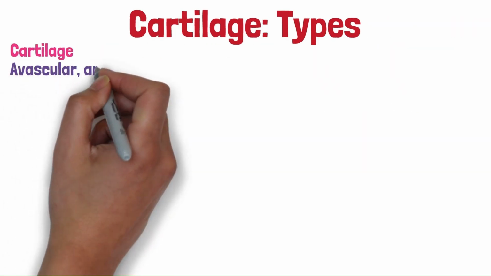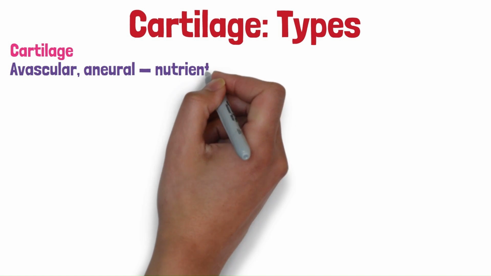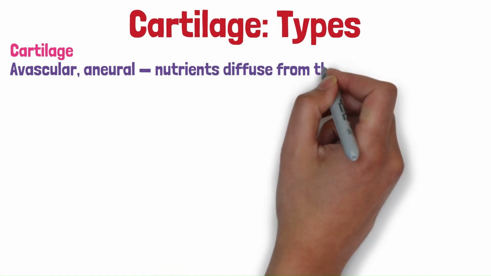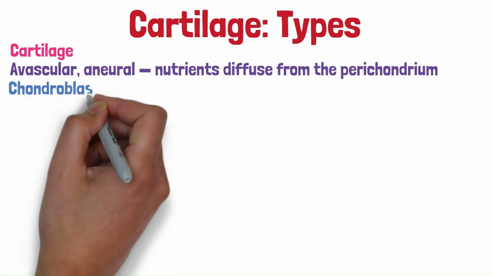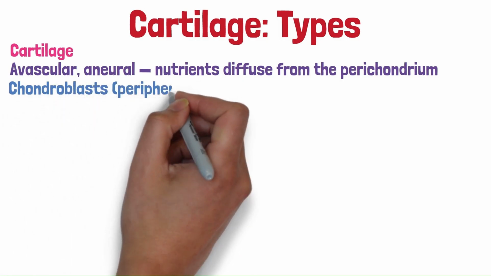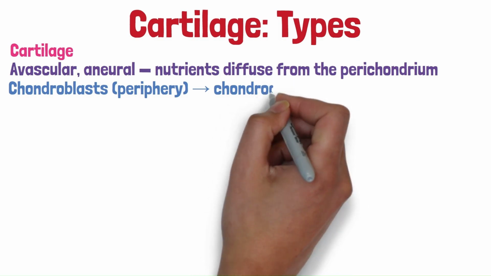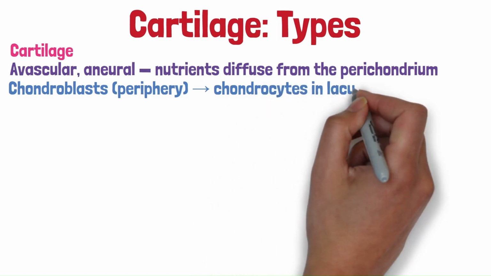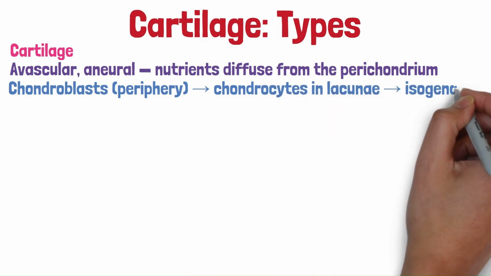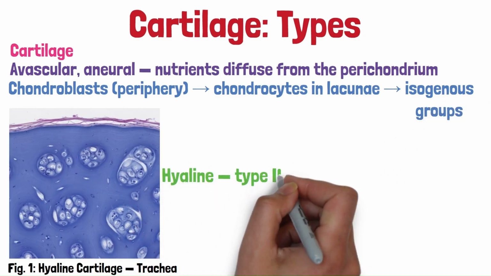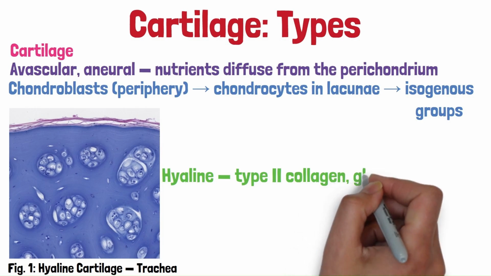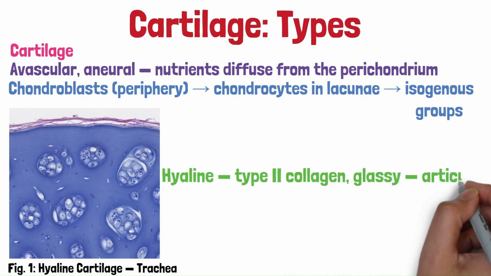Cartilage is avascular and annural, so it depends on nutrients diffusing in from the surrounding perichondrium. Immature chondroblasts sit at the periphery, secreting matrix, and as they mature into chondrocytes, they get trapped in spaces called lacunae, often in clusters called isogenous groups. Hyaline cartilage has type 2 collagen, and on light microscopy the matrix just looks glassy and homogeneous.